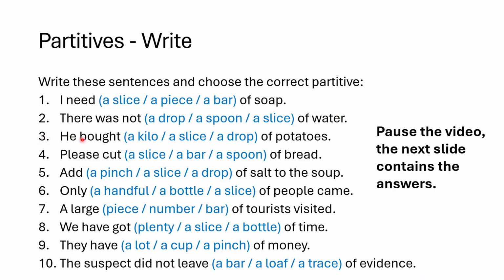3. He bought a kilo of potatoes. He bought a slice of potatoes. He bought a drop of potatoes. 4. Please cut a slice of bread. Please cut a bar of bread. Please cut a spoon of bread.